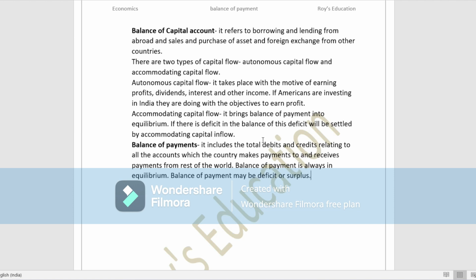Now, what is this balance of payment? Balance of payment includes the total debits and credits relating to all the accounts of a country, where it makes the payment and also receives the payment from the rest of the world. Balance of payment is always in equilibrium, but it may happen that the balance of payment is in deficit or surplus.